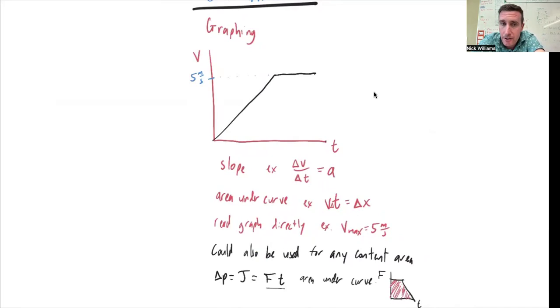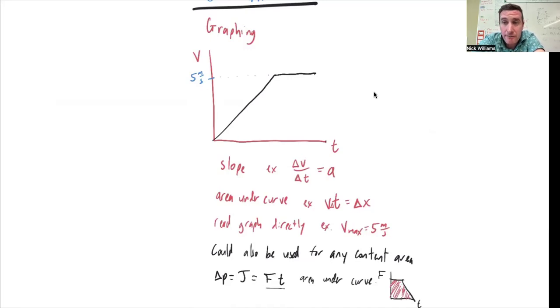The other option would be to take the area under the curve. To find the area under the curve, I want to multiply my two axes and see what that gives me. In this case, it would give me position or distance traveled. And then my last option would be to read the graph directly. So for example, the maximum speed shown here is 5 meters per second.